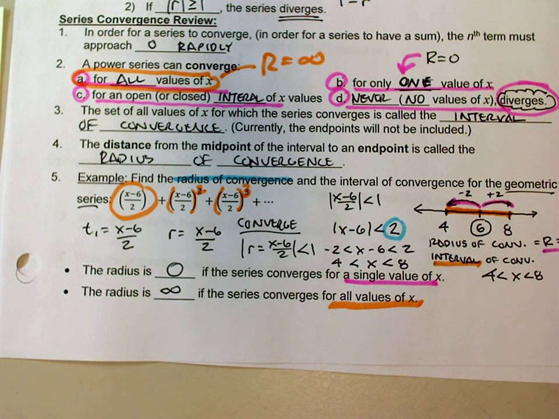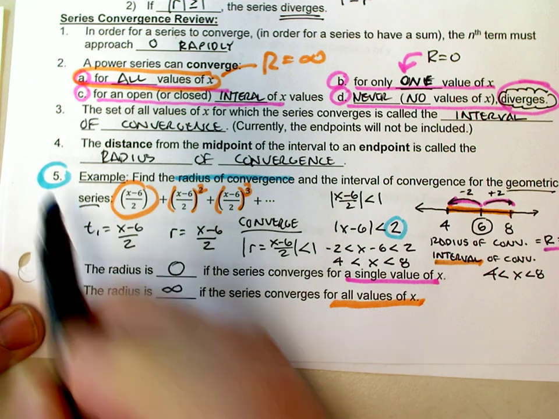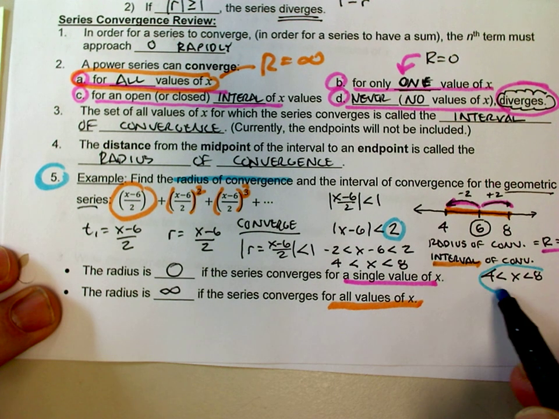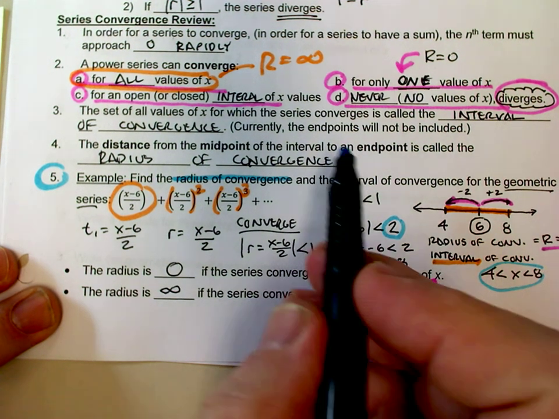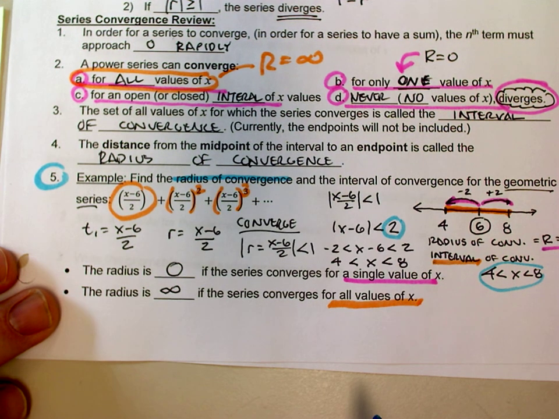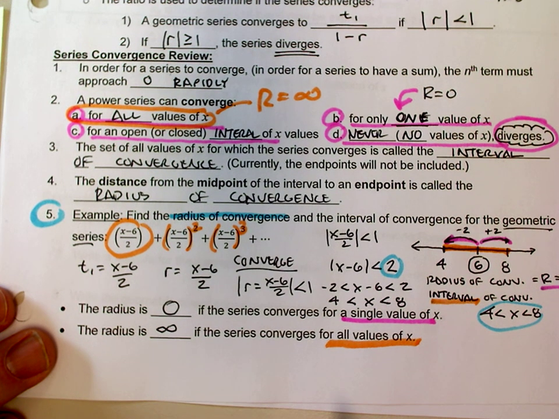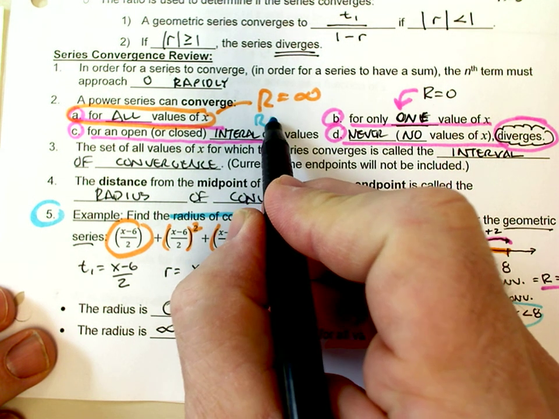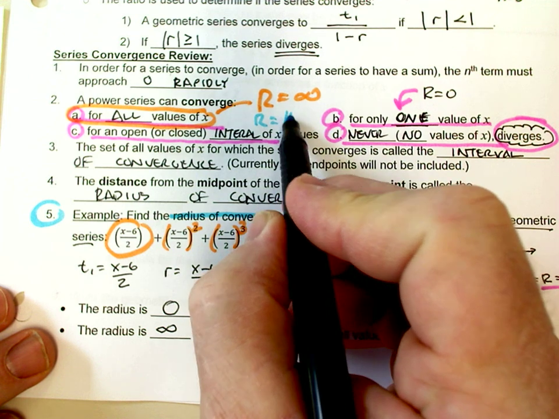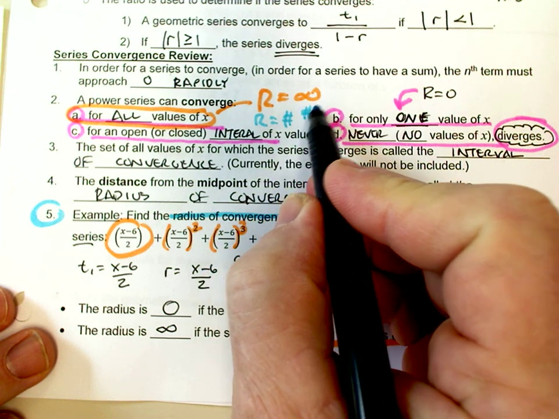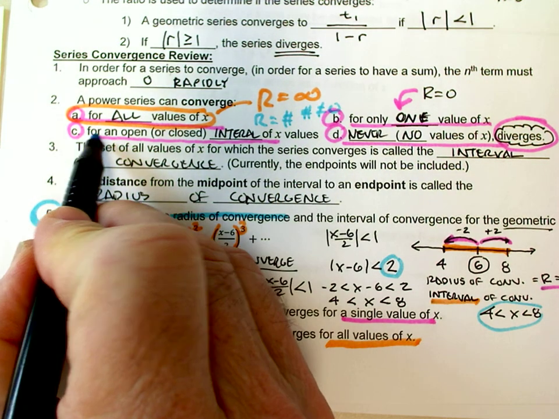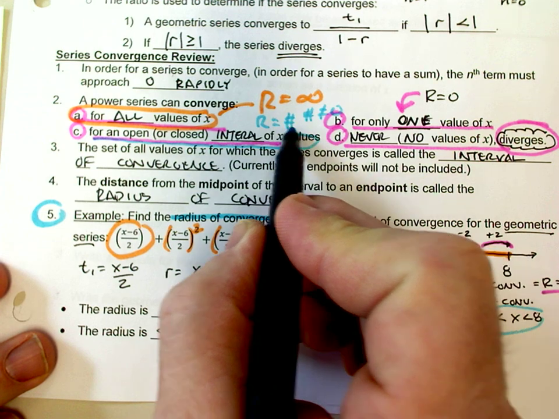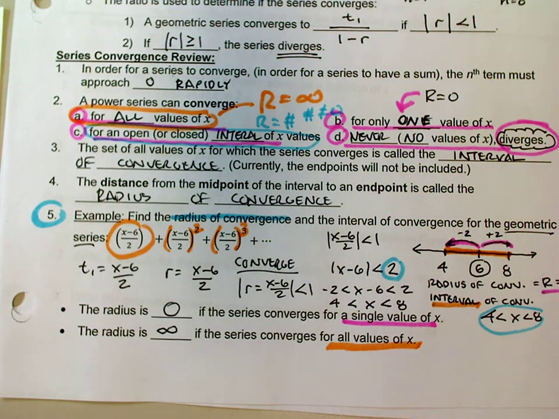Our example number 5, we had this range of values, and that's in this case here when r doesn't equal 0 and it doesn't equal infinity, we have r equals some real number where that real number is not equal to 0. Then you're going to have some interval of values that it will work.